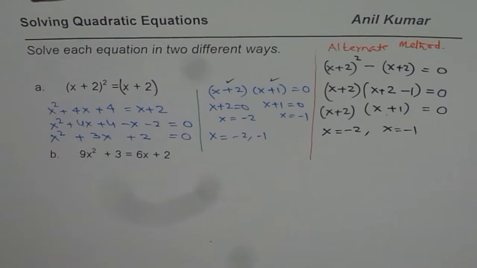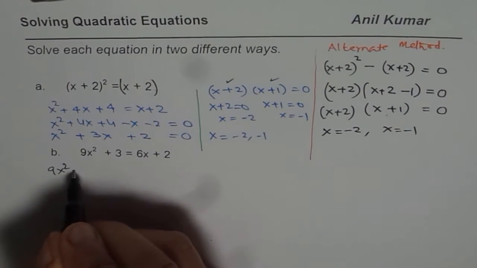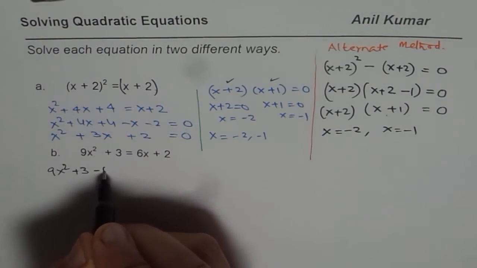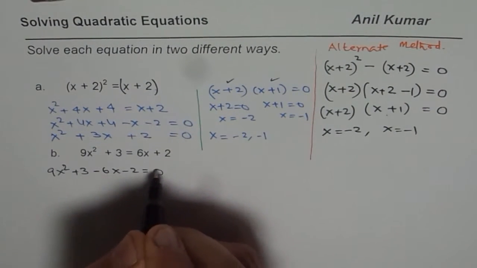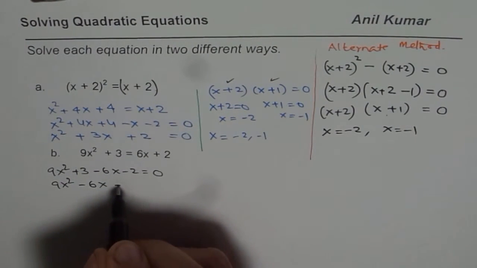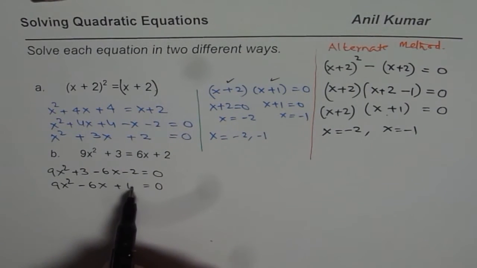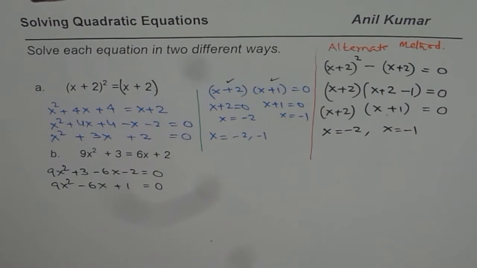Now let's do the next one. As you know, you could actually bring all the terms together and then factor. So we will do both the methods now. One is 9x² + 3, bringing all the terms, minus 6x minus 2 equals 0. That means 9x² − 6x + 1 = 0. We are looking for a product of 9 and a sum of −6. So those two numbers are 3 and 3.